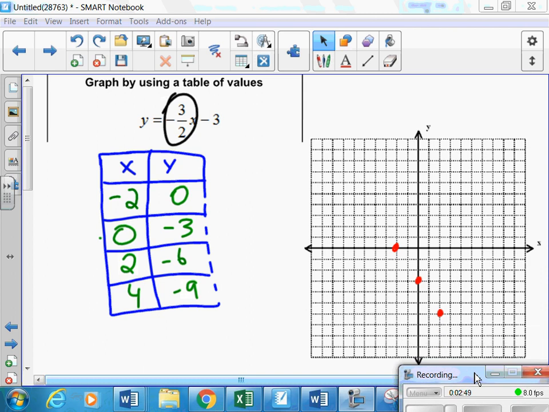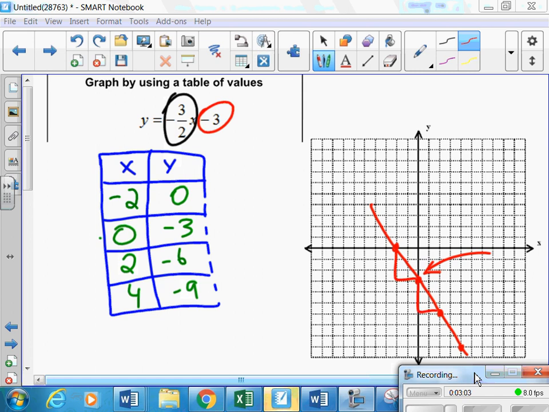Let me move this down. There it is. +4, -9, which is right here. And this is how you would graph it. Notice the y-intercept here is -3. And notice the slope of the line, we're going down 3/2. Well, that's the slope, down 3/2.